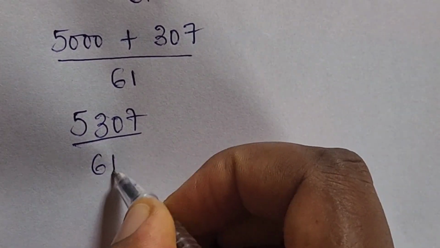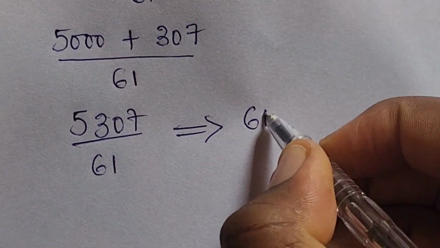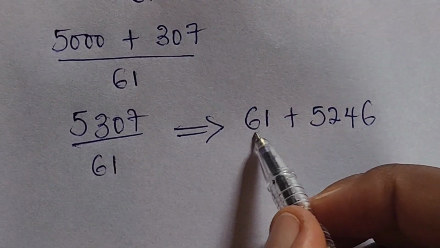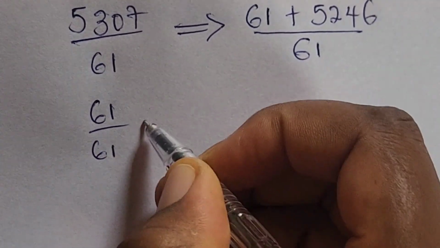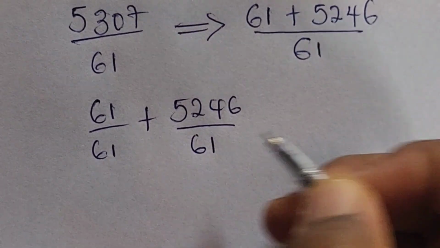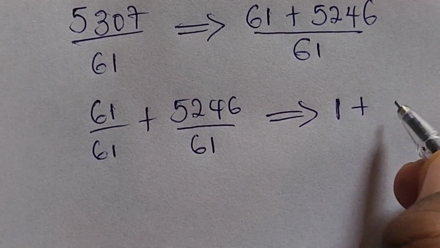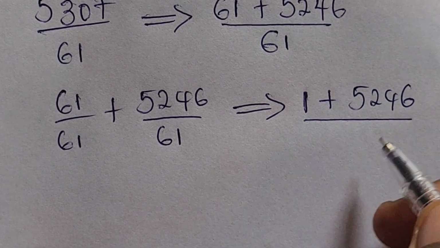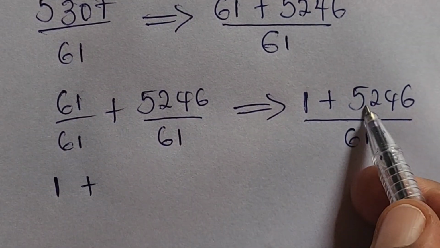So this gives us 5307 over 61, which we can split into 2 to have 61 plus 5246, which is equal to this all over 61. So we have 61 over 61 plus 5,246 over 61. So this implies 61 divided by 61, we have 1 plus 5246 all over 61.